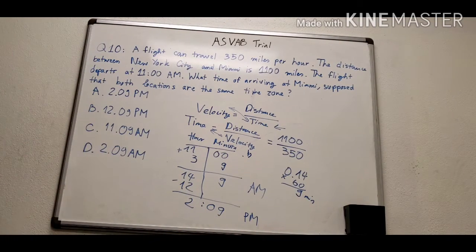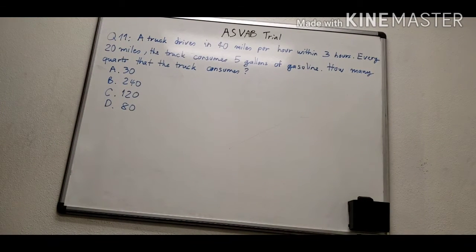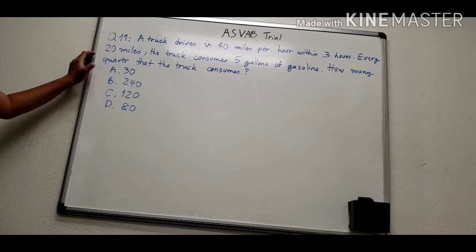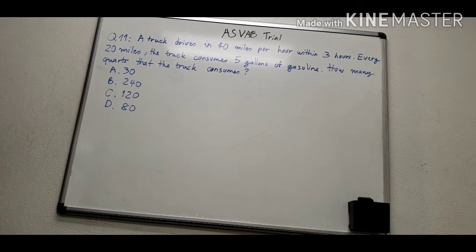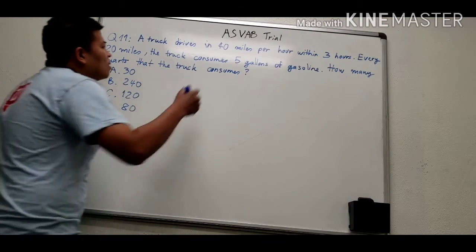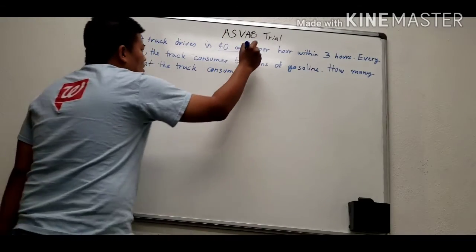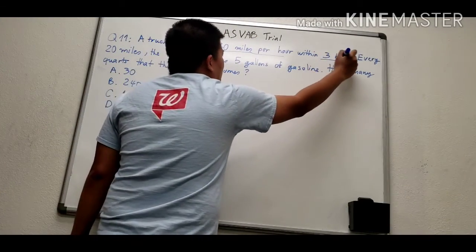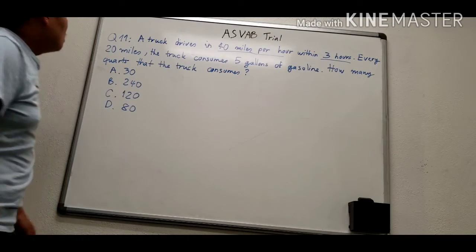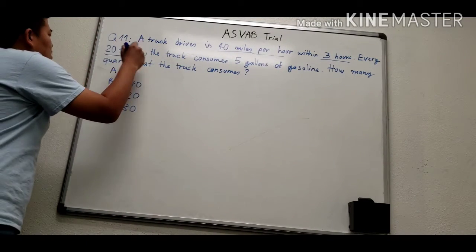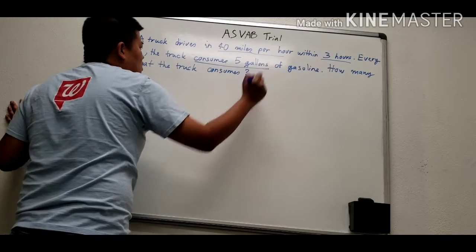And the answer for the question is 8. Question 11. A truck rides at 40 miles per hour within 3 hours. Every 20 miles, the truck consumes 5 gallons of gasoline. How many quarts does the truck consume? In here, we have 40 miles per hour, that's the velocity, and this is the time, 3 hours. And every 20 miles, the truck consumes 5 gallons.